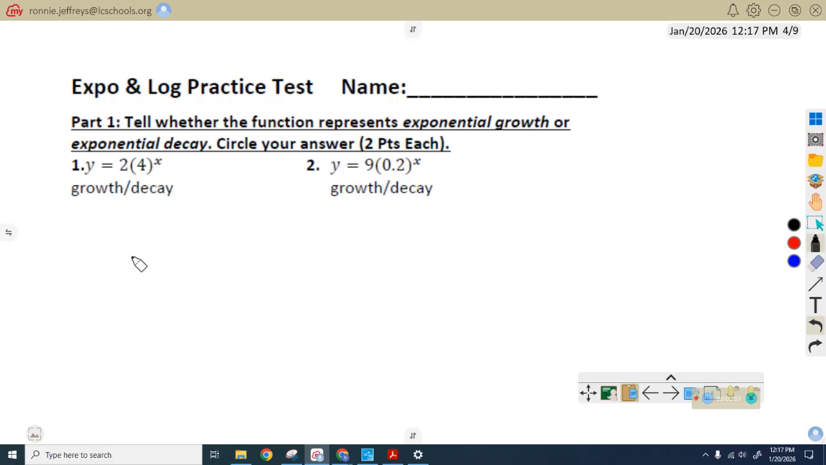We have our last review for our test tomorrow, and this is when everybody really starts paying attention. So remember that it's written like this.